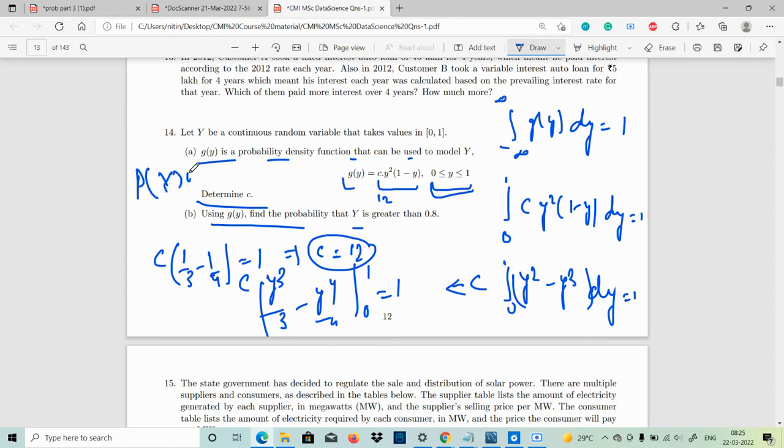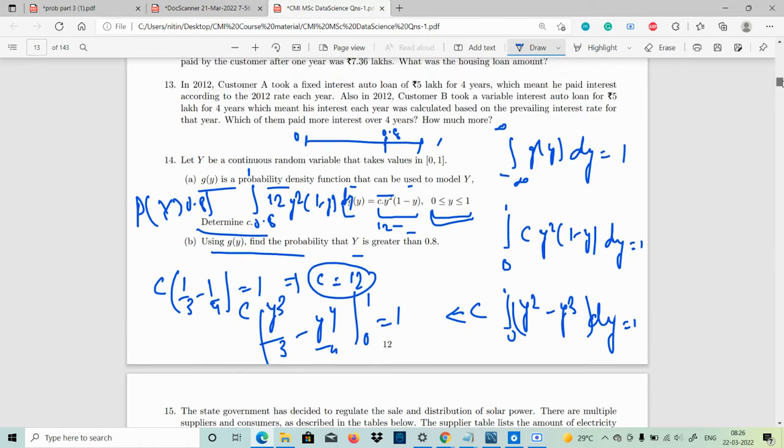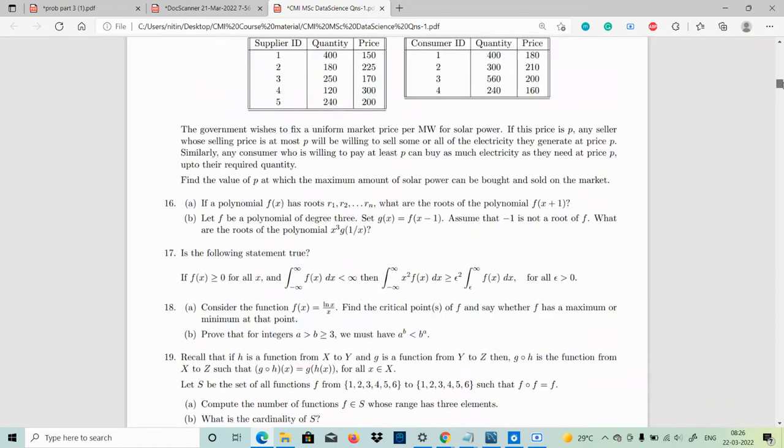So the probability of Y greater than 0.8 simply means the integral between 0.8 and 1. Why 1? Because the last limit is 1 itself. This is 0, this is 1, and this is 0.8 somewhere. If g(y) had been different parts, let's say two or three piecewise continuous functions, then in that case you would need to break the probability according to those parts. But here it's simple: you have to do the integral of 12 y square (1 minus y) dy, find this integration, and then you will get the required probability. So this is just a basic question. Let's now see another question. I think it's clear to you all. So let me see some other questions if you have.